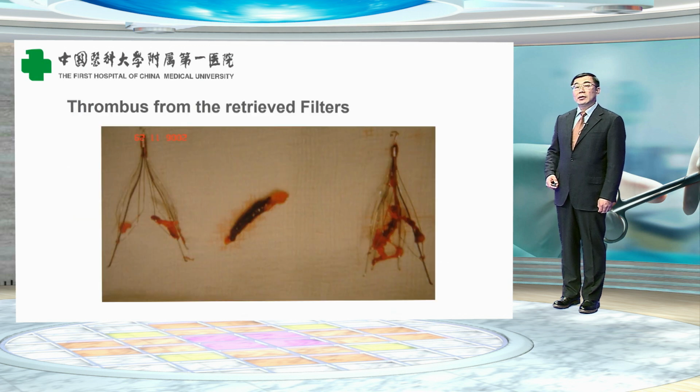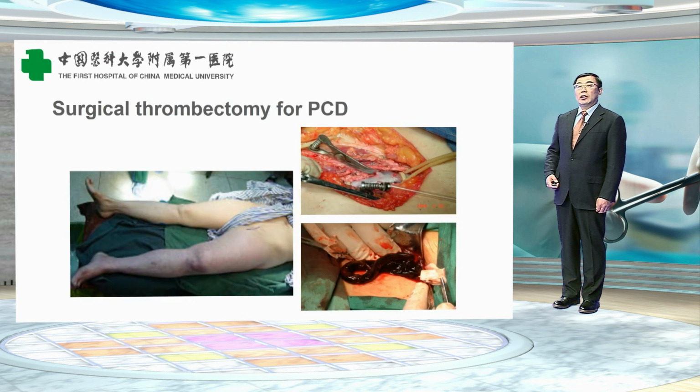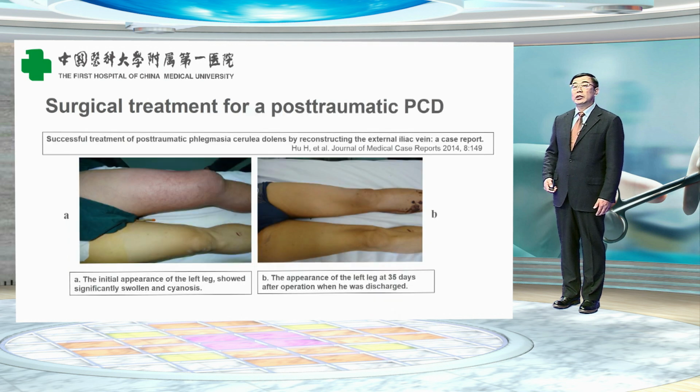You can see the thrombus from the retrieved filter. You can see the big thrombus. And we also did surgical thrombectomy for phlegmasia cerulea dolens. You can see the very swollen leg with the thrombosis in the incision of the femoral vein. We also treat a patient with post-traumatic PCD.